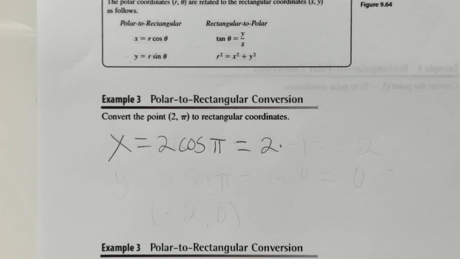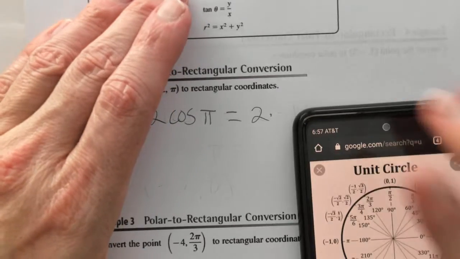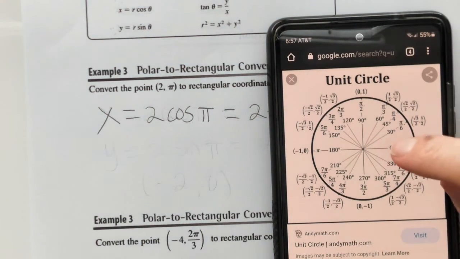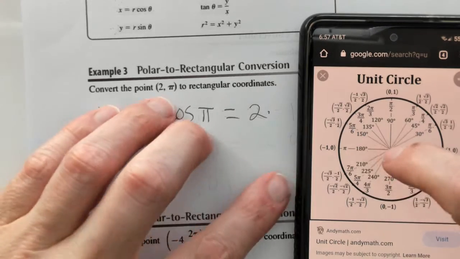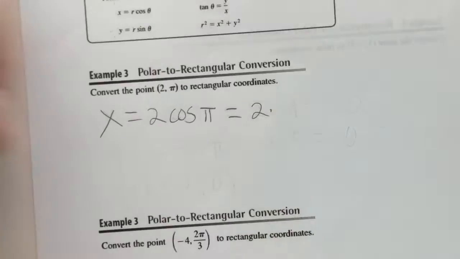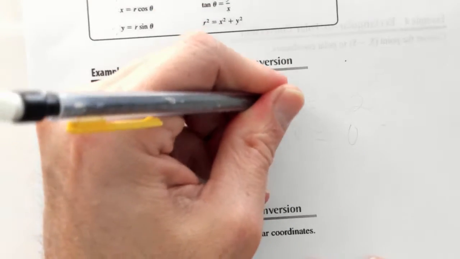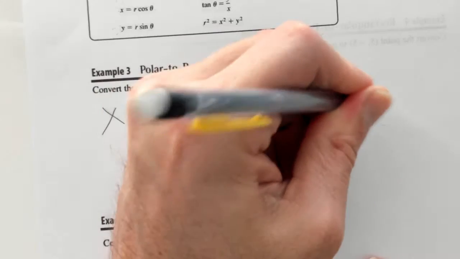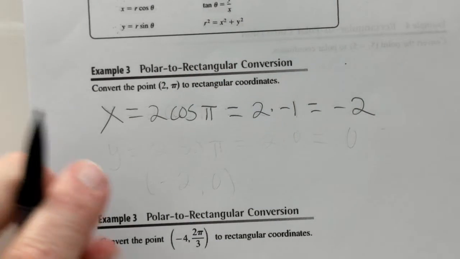And probably the quickest way to do that is to look back at the unit circle. So cosine of pi, remember cosine is the x coordinate, so the cosine of pi is -1. So I'm going to plug my -1 in right here and multiply that out, and that will give me -2. So -2 is the x coordinate.